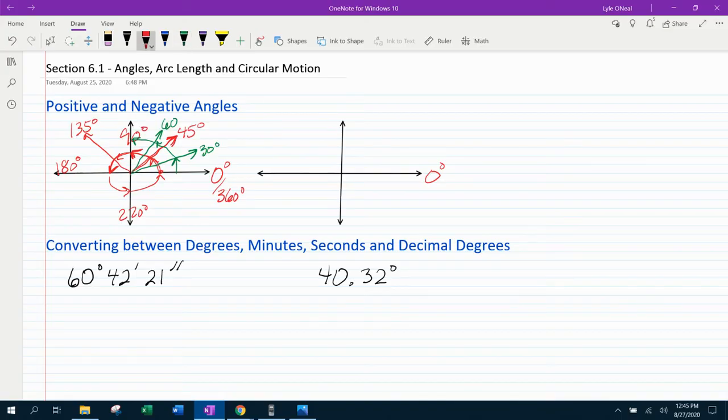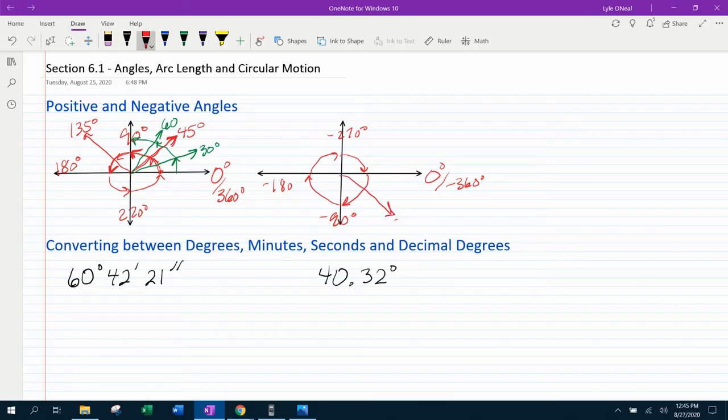Now, looking at the other coordinate system, guess what happens if you spin clockwise? You get negative angles. So this would be negative 90, negative 180, negative 270, and if I go full circle, that's negative 360. And you can do the same thing with your negative angles.